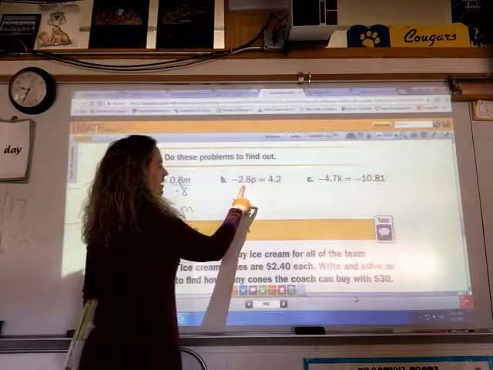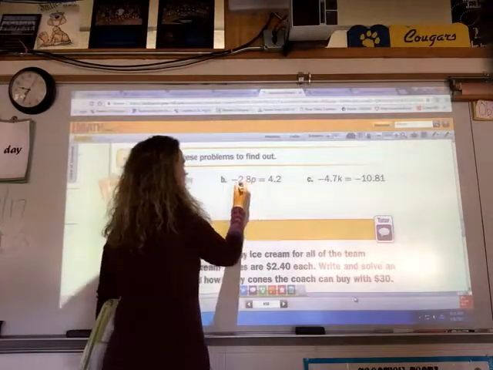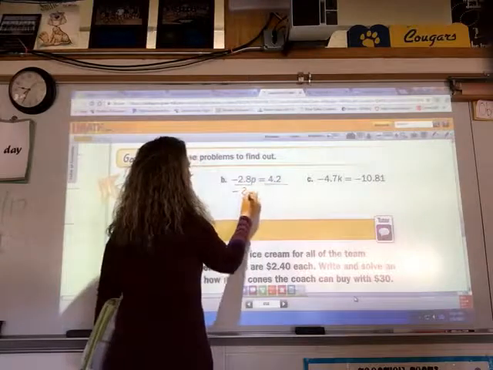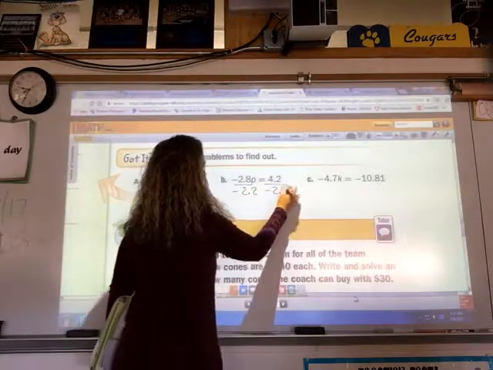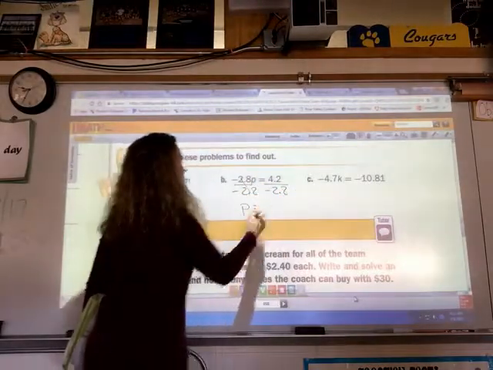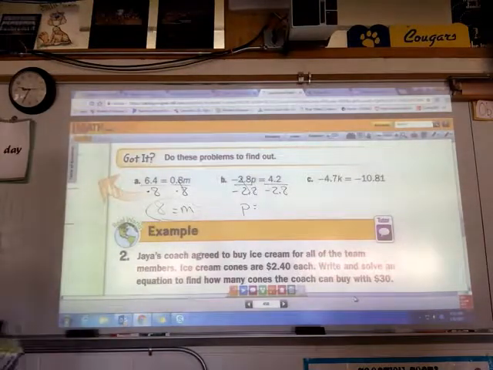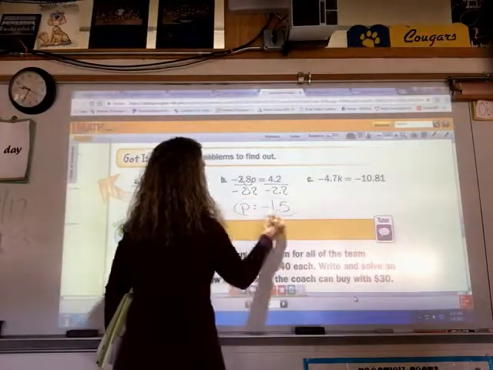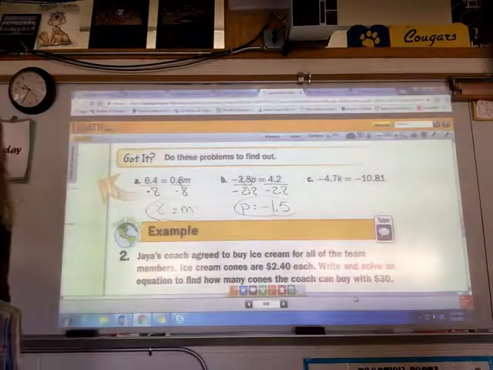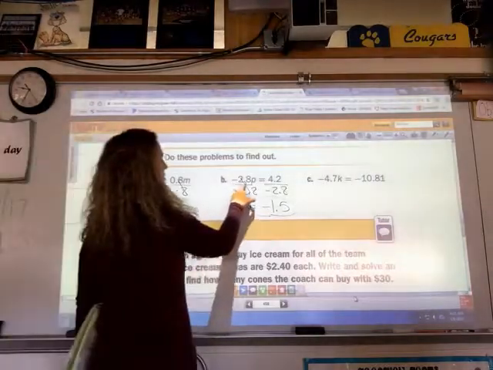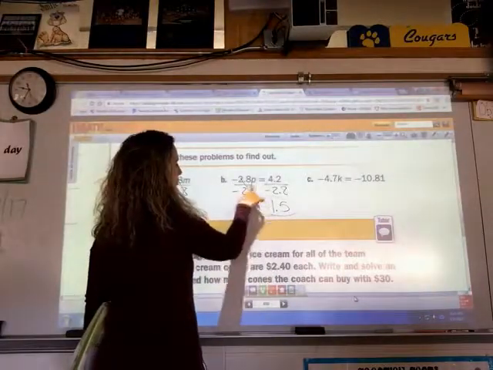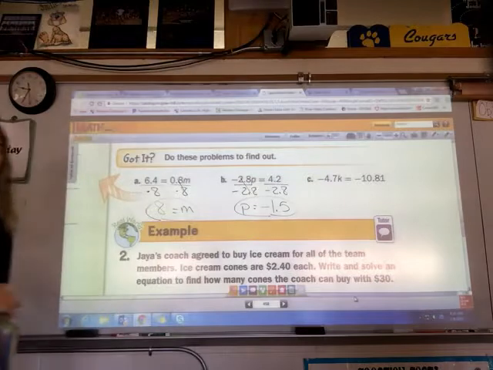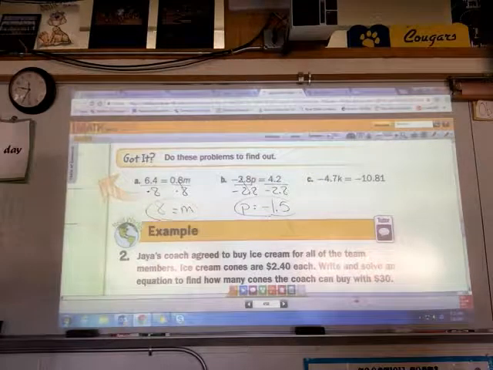Okay, letter B, find your variable. Variable is being multiplied by negative 2.8. So we're going to divide both sides by negative 2.8. So those are going to cancel. P is going to be left. When you take 4 2/10 divided by negative 2.8, we should come up with a negative 1 5/10. Okay, and again, we want to go back and check that. So if I take negative 2.8 times negative 1.5, I should end up with 4.2 or 4 2/10.